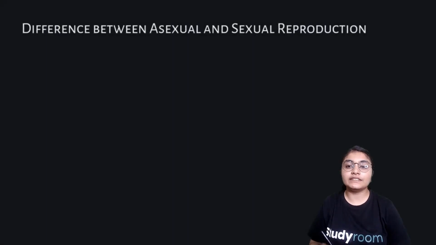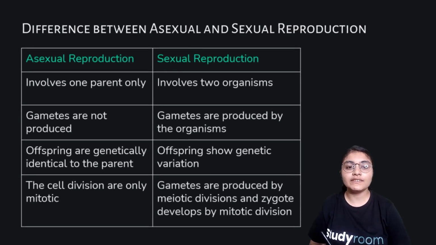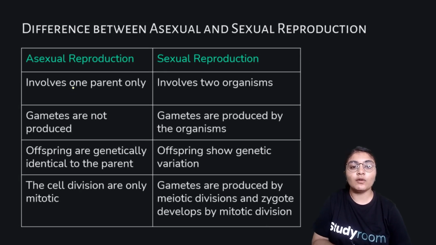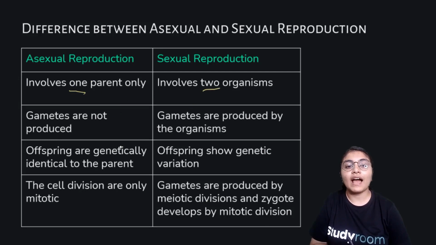Now, what is the difference between these two kinds of reproduction, the asexual and sexual reproduction? Asexual reproduction involves one parent only. So the number of parents actually differ in these two types of reproduction. Sexual reproduction involves two organisms. Okay. And in asexual reproduction, the gametes are not produced. Here we do not have any production of gametes. But in sexual reproduction, we have production of gametes.